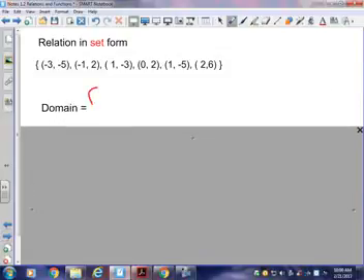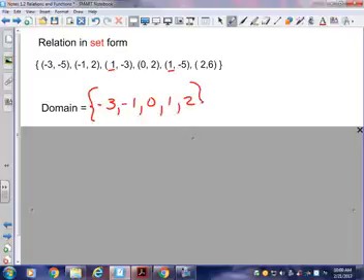So the first thing we're going to do is state the domain. The domain is basically a set of x's. So I see -3, -1, 1, 0, 1, and 2. I have 6 x's, but do I need to list them all? That's right, this 1 repeated, so I don't want to list that twice in my list. So I put -3, -1, 0, 1, and 2 because I need to make sure they're in order, from least to greatest. Increasing order, always.